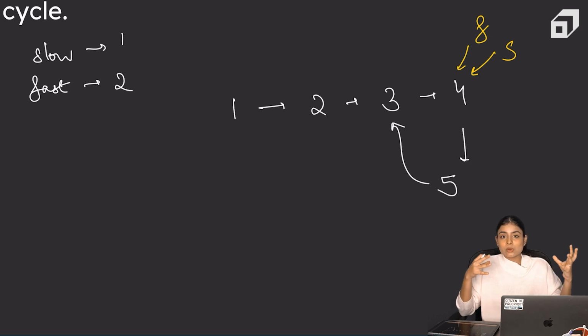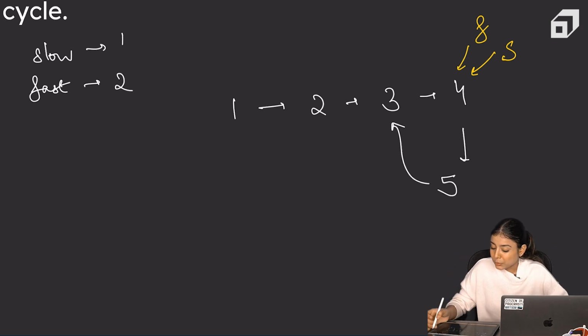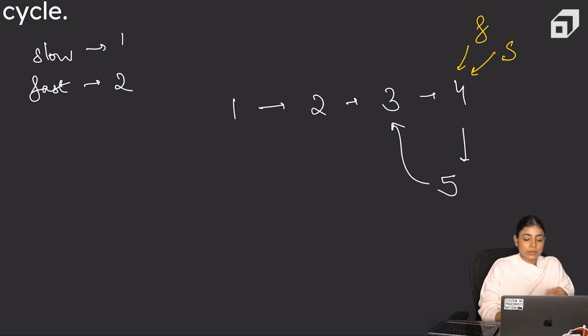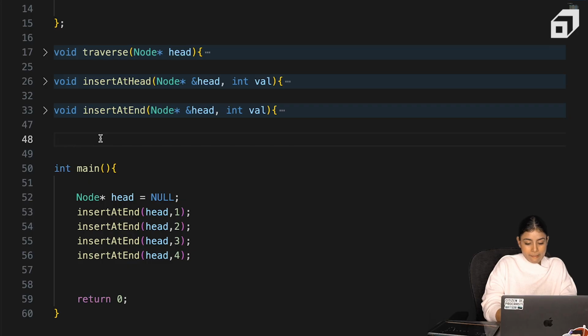Try to correlate with the example that I just gave you. That example said that if they are meeting, then they must be in a circular path, and I'm just saying the opposite of that here. If it's a circular path, then they must be meeting. So we'll use the slow and fast pointer approach here to detect if our linked list has a cycle in it or not. Okay, let's see the code for this.